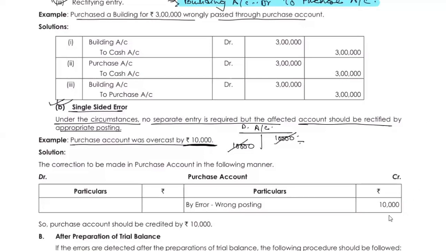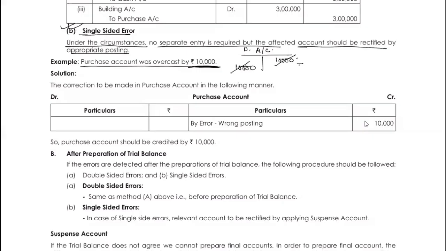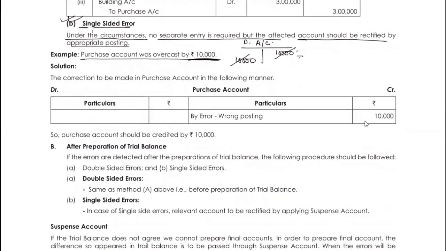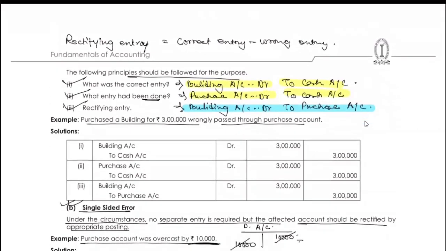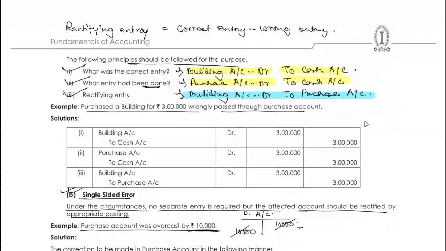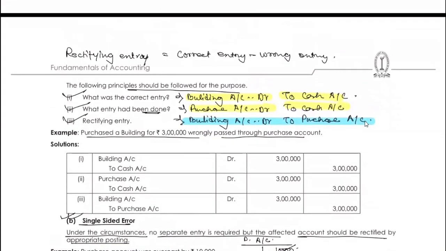Let me bring out a few examples. So this was before the preparation of trial balance. Remember, before preparation of trial balance, suspense account will never ever be created. Before trial balance.